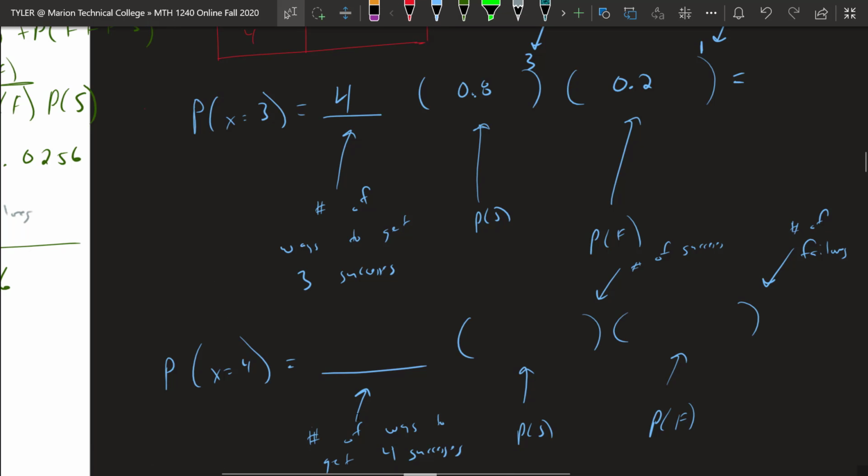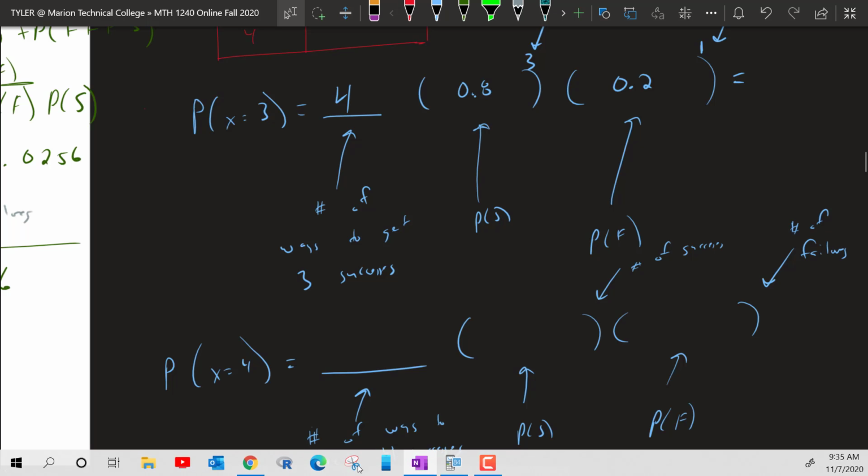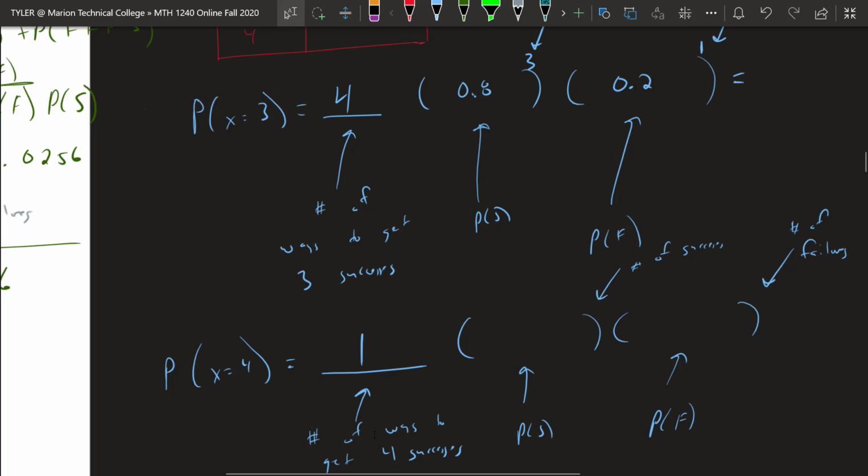So, you can look at the tree diagram, but the number of ways to get 4 successes is just going to be 1, right? Because that's SSSS happening, right? That's the very first outcome. The only way for all 4 to be on time is if all 4 are on time, right? And then the probability of S is 0.8. The probability of F is 0.2.